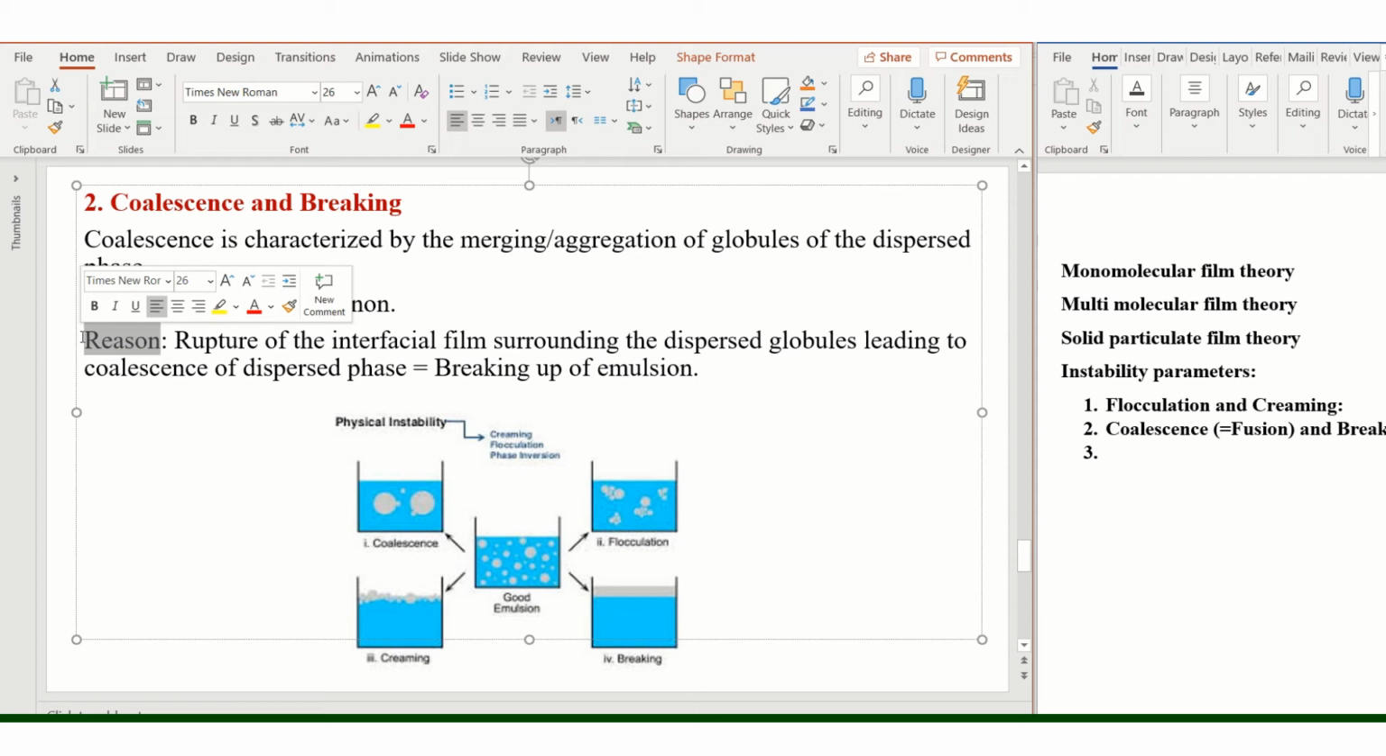So here let's use a different terminology in the place of fusion. We'll be making use of the term coalescence in the place of fusion, okay? Because we are professionals, right?